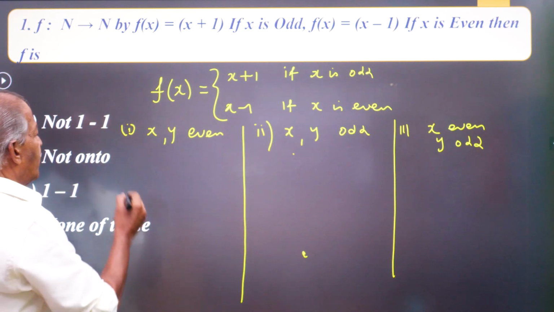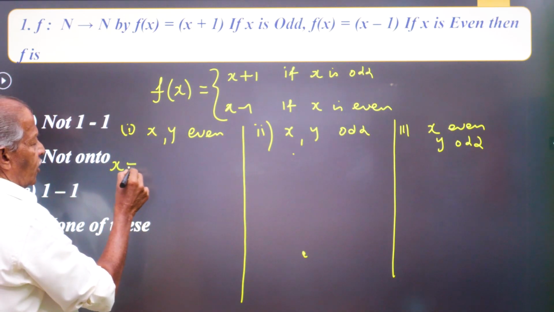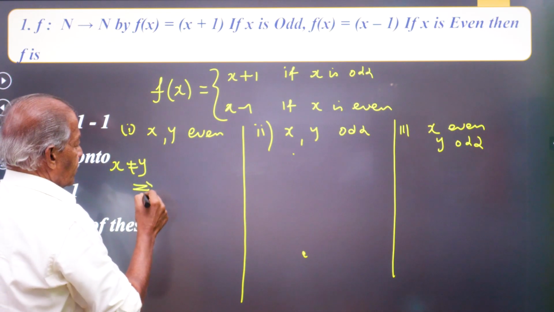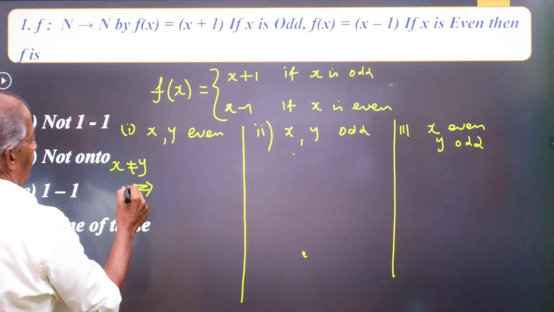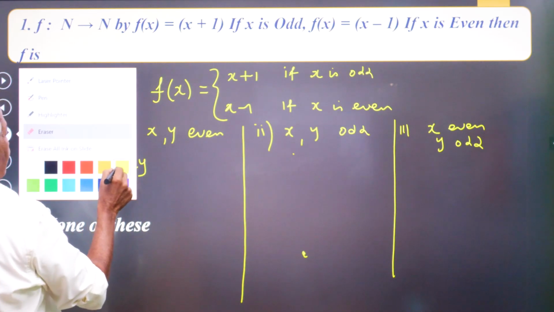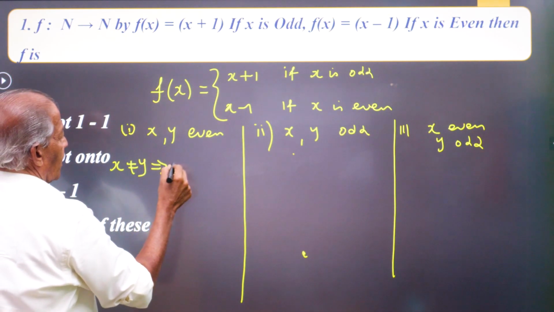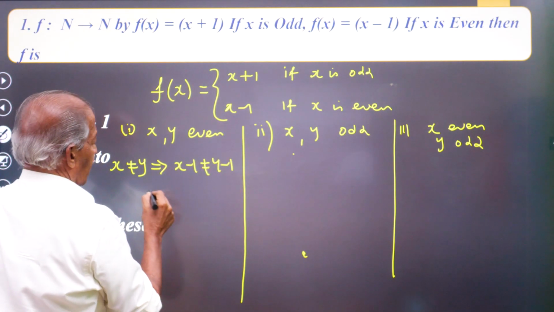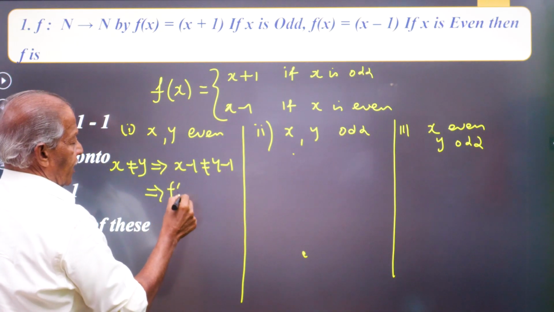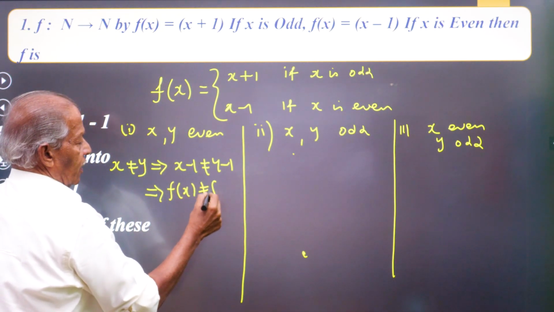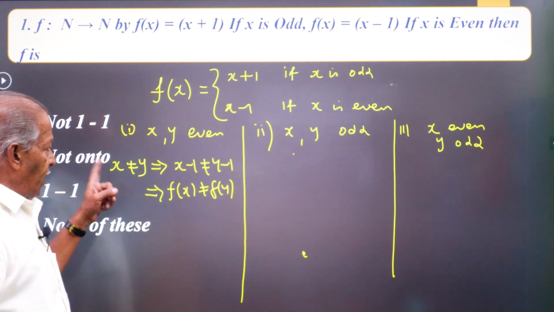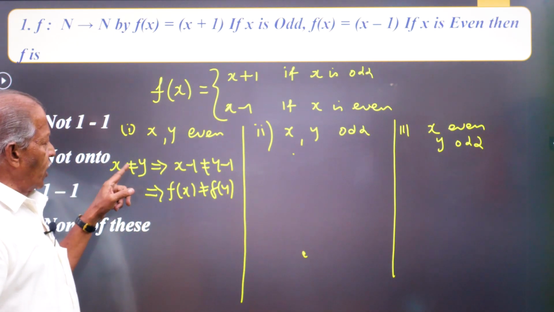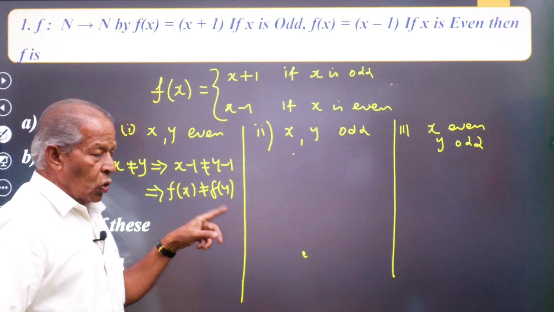Let us check. Look here, I am taking x not equal to y, two numbers from the domain. This implies x minus 1 is also not equal to y minus 1. This implies f of x is not equal to f of y. This is the required condition in the case of x, y even: x is not equal to y, and the corresponding images are also different.